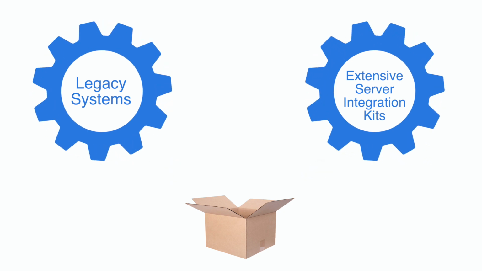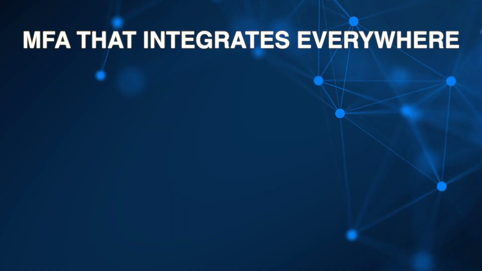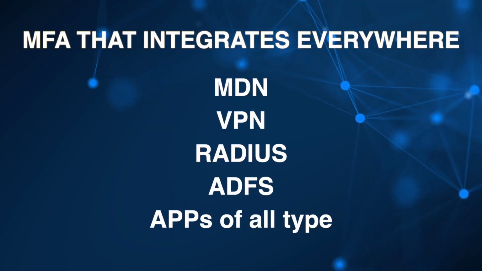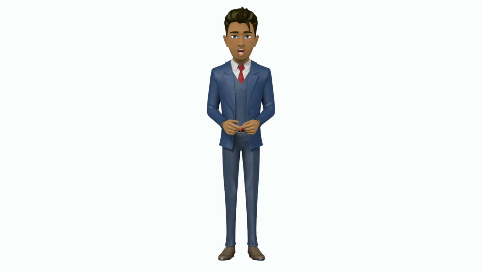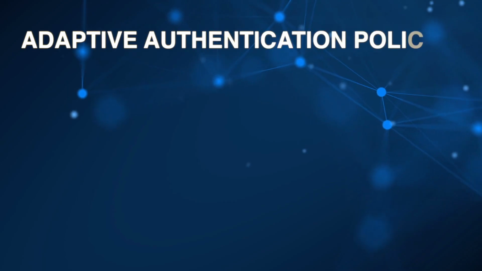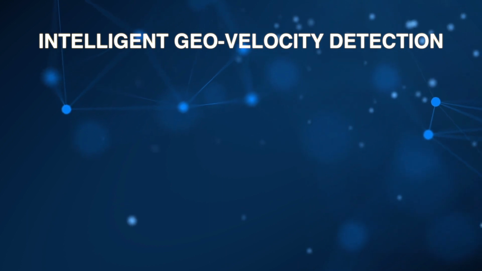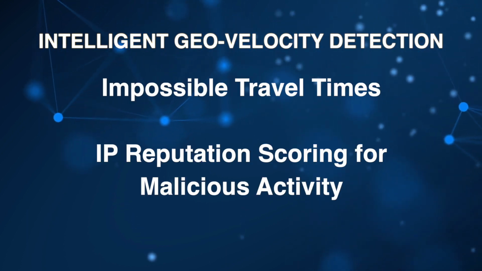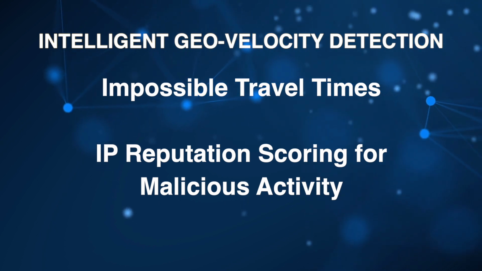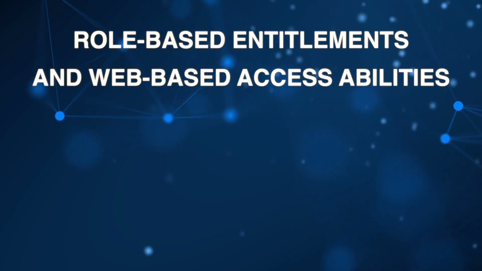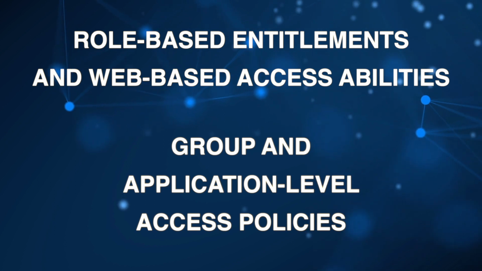Next, adaptive multi-factor authentication, which includes MFA that integrates everywhere, MDMs, VPN, Radius, ADFS, and apps of all types. Adaptive authentication policies, which include location, IP address geofencing, intelligent geovelocity detection, basically impossible travel times, and IP reputation scoring for malicious activity. Role-based entitlements and web-based accessibilities, group and application level access policies.